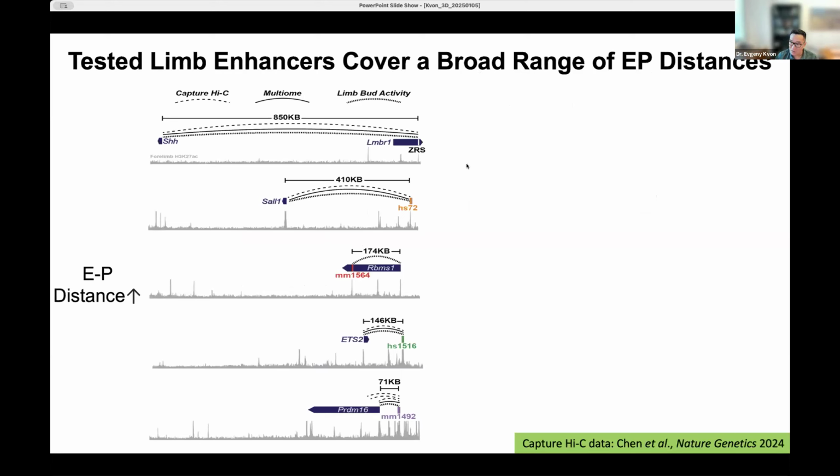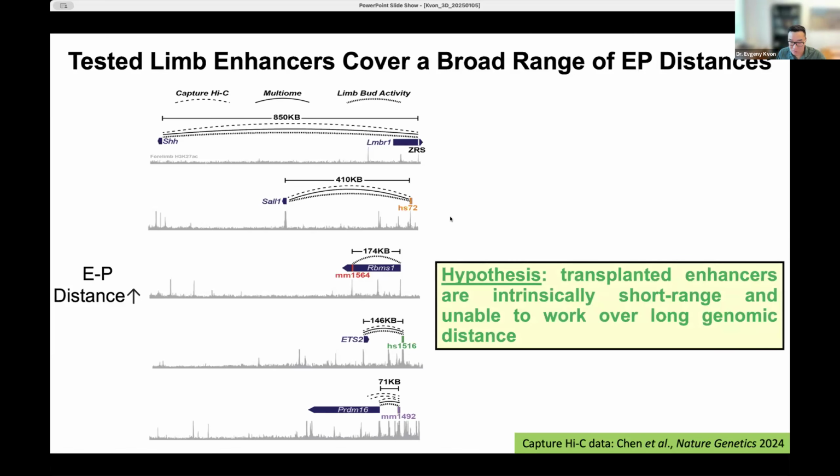enhancer-promoter distances at the native enhancer loci, what we saw is that most of these 4 enhancers are actually at a much shorter distance from their native target genes than ZRS is from Sonic Hedgehog, right? As I told you, ZRS and Sonic Hedgehog are 850 kb away from each other in the mouse. These 4 enhancers are at a much shorter range from their target genes, right? So our hypothesis here was that, okay, maybe these transplanted enhancers are intrinsically short range and unable to work over long genomic distance.